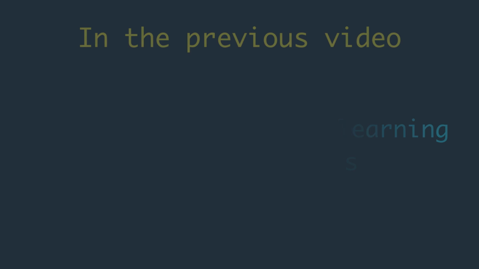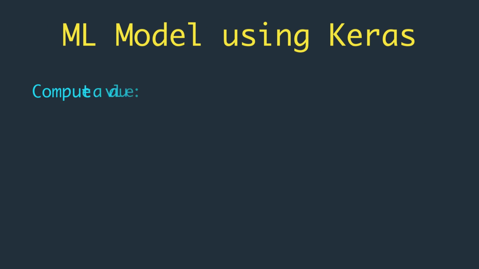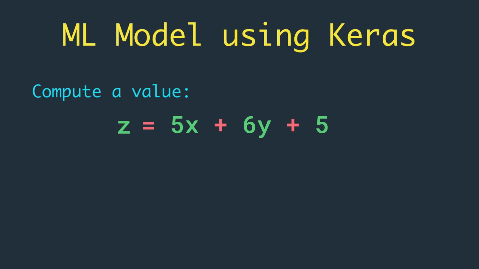So let's get started. Let's say we have to compute a value named z, and here we have an equation, 5x plus 6y plus 5. This equation describes that z has some linear relationship with x and y. We are going to make the machine learning model on its own find the best fit for this relationship, given a sufficiently large number of x and y values and the corresponding target z values.